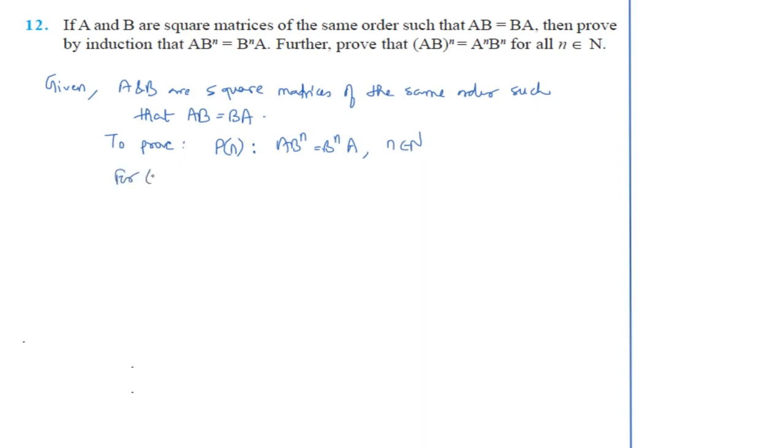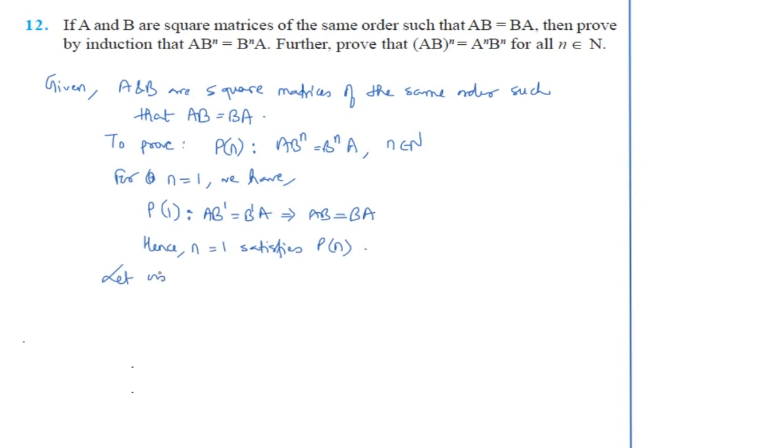So for n equal to 1, we have P(1), that is AB^1 = B^1A, which implies AB = BA, and that is given. So hence n equal to 1 satisfies P(n). Now let the result be true for n equal to k.